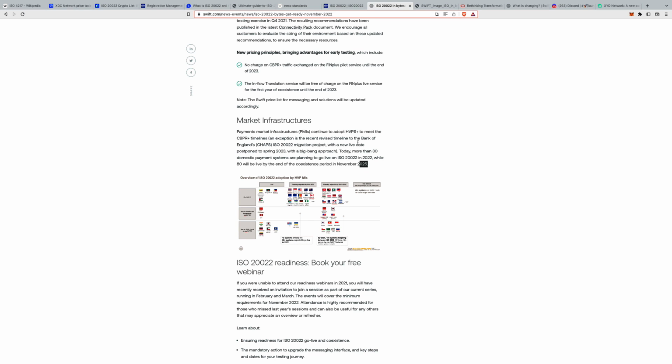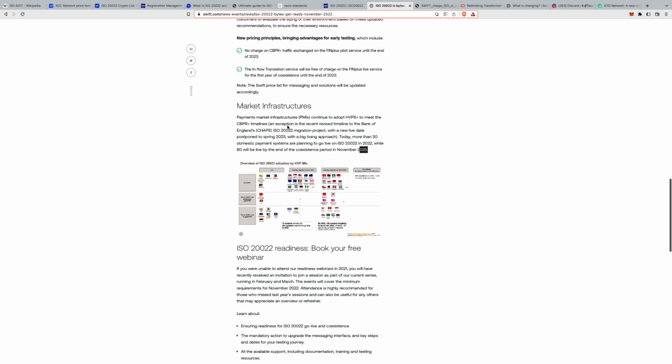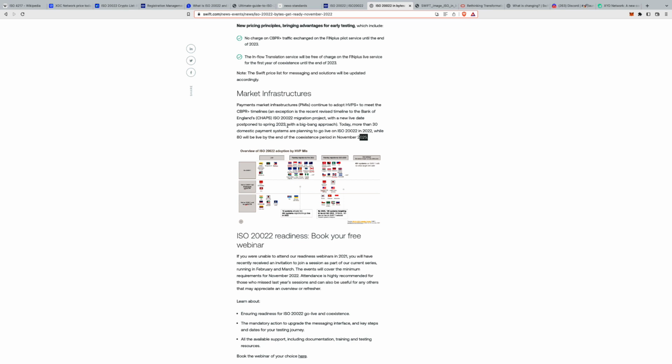So payment market infrastructures continue to adopt high-value payment systems and meet the cross-border payments reporting timelines. An exception is the recent revised timeline to the Bank of England's CHAPS ISO 20022 migration project, with a new live date postponed to spring of 2023 with a big bang approach. Today, more than 30 domestic payment systems are planning to go live on ISO in 2022, while 80 will be live by the end of the coexistence period in November 2025. November 2025, we've got like 3 years left. Yeah, 3 years. They're going to go fast, so it'll be definitely worth it.